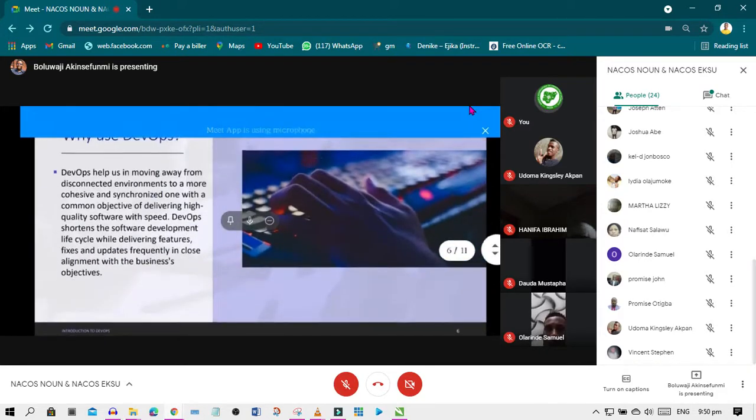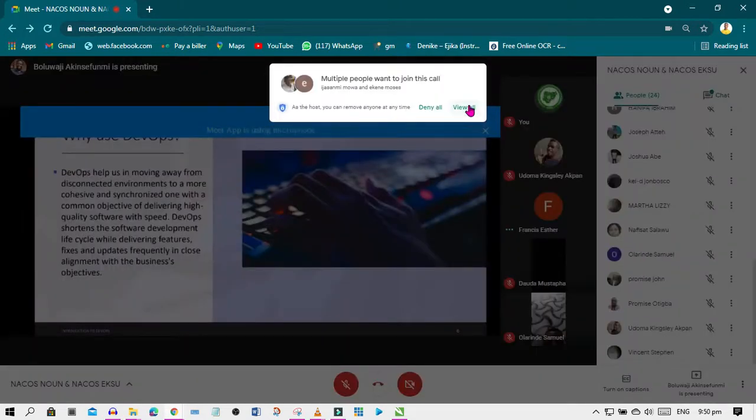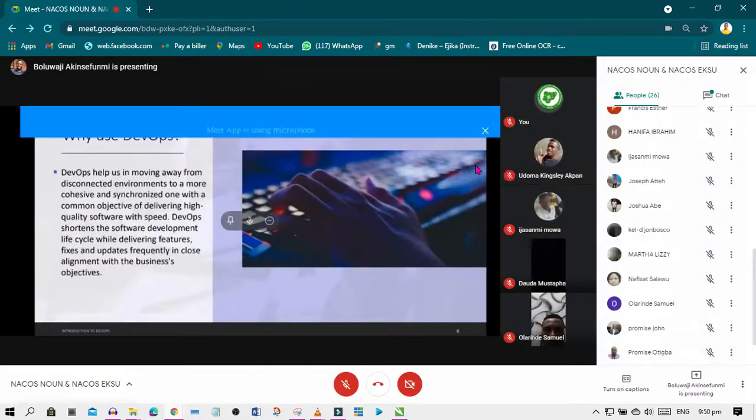DevOps helps us in moving away from disconnected environments to a more cohesive and synchronized one, one with the common objective of delivering high-quality software with speed. DevOps shortens the software development lifecycle while delivering features, fixes, and updates frequently in close alignment with the business objectives.